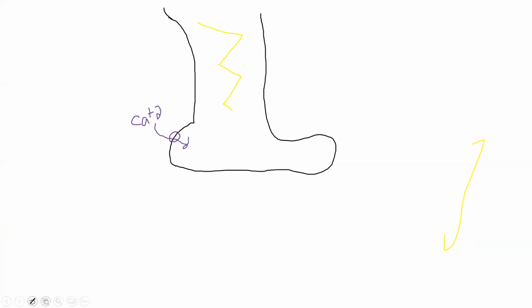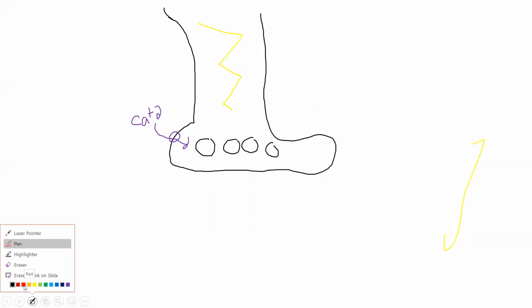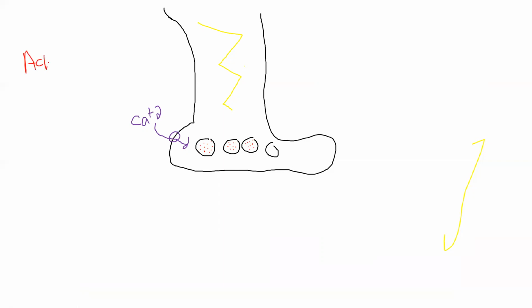When it rushes in, it's going to meet some vesicles or bubbles. These vesicles are slightly positive, so all the calcium rushes in and kind of pushes them out. And inside these vesicles are a bunch of neurotransmitters. In the case of motor end plates for muscles, the neurotransmitter is acetylcholine, or ACh. You don't want to write acetylcholine because it's too long. We're always abbreviating to ACh for acetylcholine.